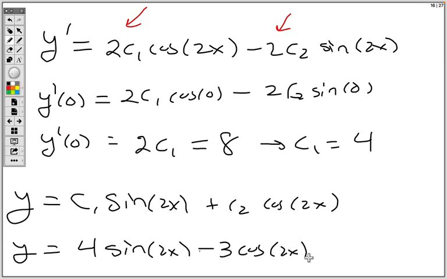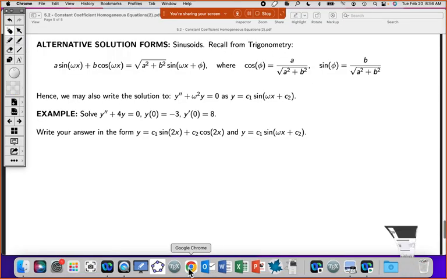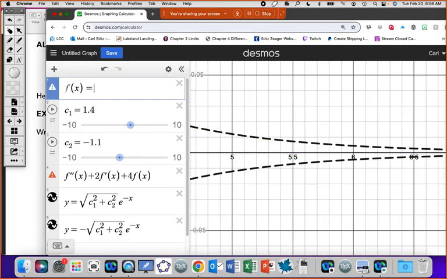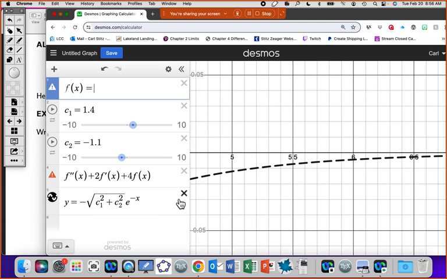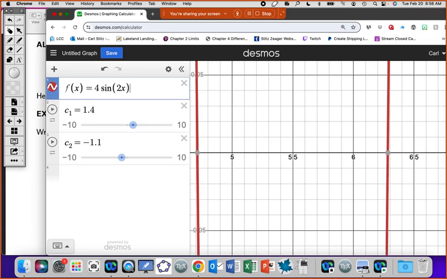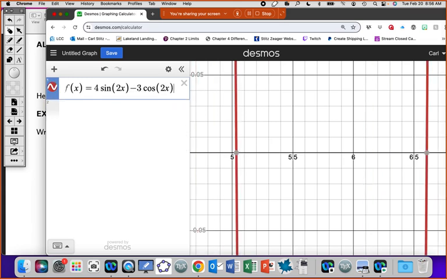cosine of 2x. Okay, so we'll fire up Desmos. Number one, we'll check it, and then we'll write it into the other form, and then we'll talk about another way you can go about solving it if you know ahead of time you want the other form. All right, so let's go ahead and fire up Desmos here. So take that out, and we'll take this out. Okay, so we got f of x equals 4 sine of 2x minus 3 cosine 2x.